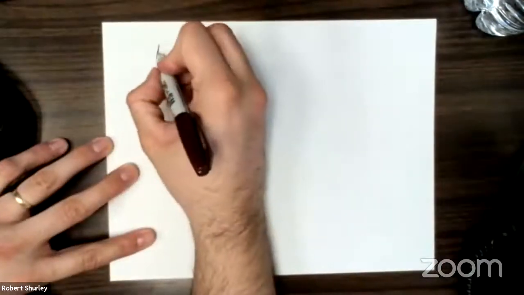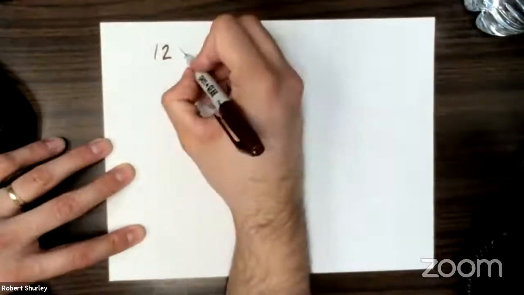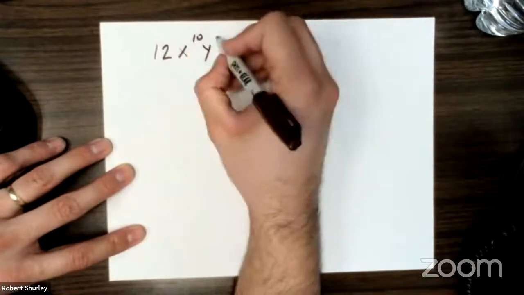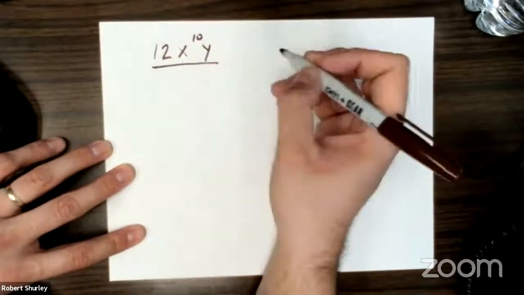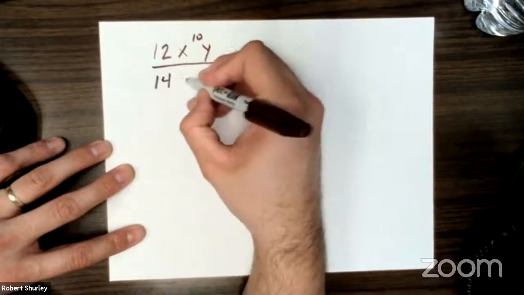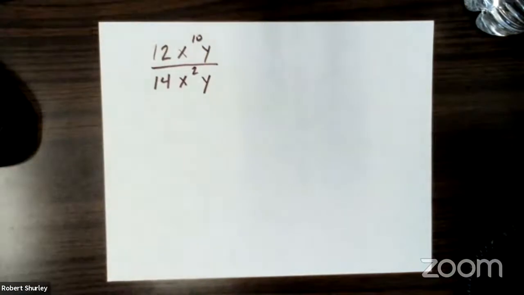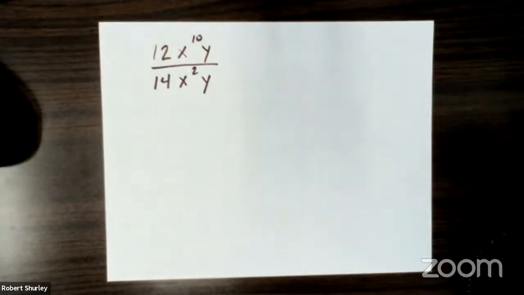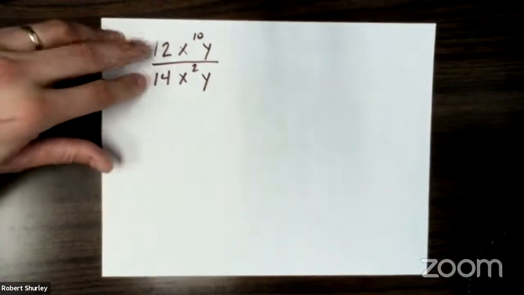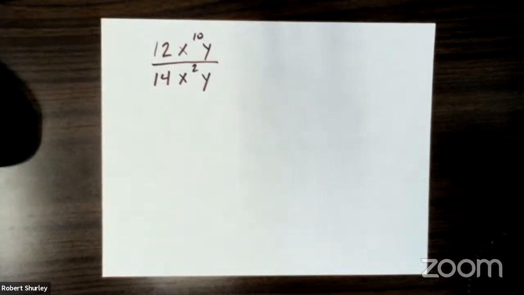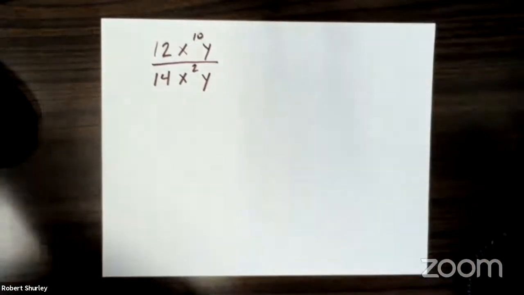Let's say we've got 12 x to the 10th y over 14 x squared y. This has a lot going on, right? Now, the 12 and the 14, the coefficients out here, they're not the same base, but we can simplify that. That's a fraction, 12 over 14, right? So we're going to have to simplify that fraction.